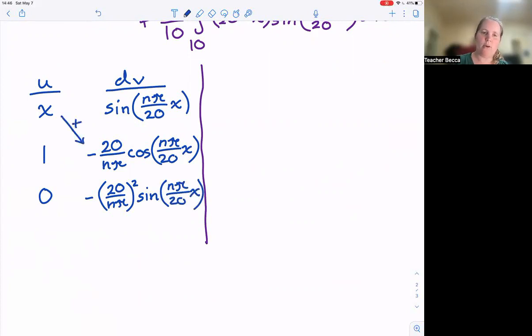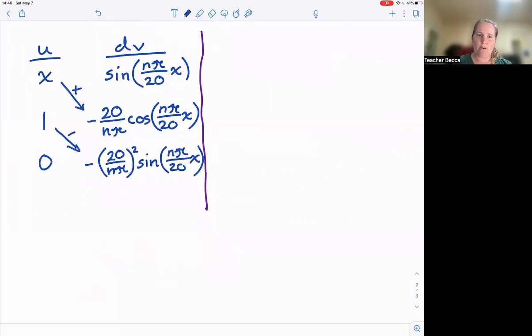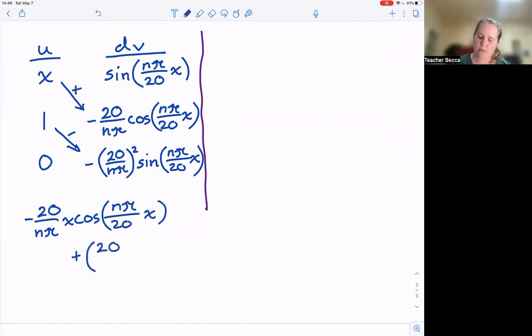We take the positive product on the first diagonal, negative product on the second diagonal. So we wind up with negative x times 20 over n pi, or negative 20 over n pi times x times cosine of n pi over 20x, and then plus 20 over n pi whole fraction squared times sine of n pi over 20x. That's the first integral, not yet taking the definite integral.